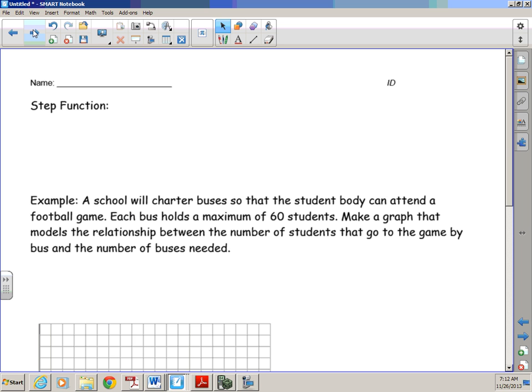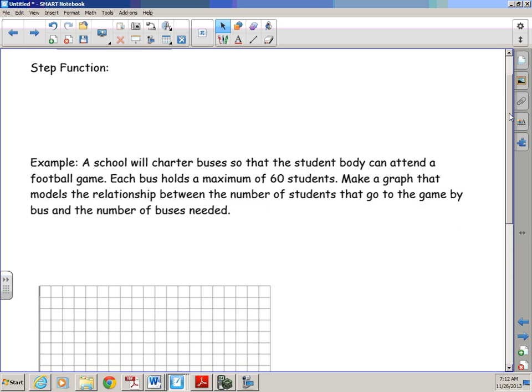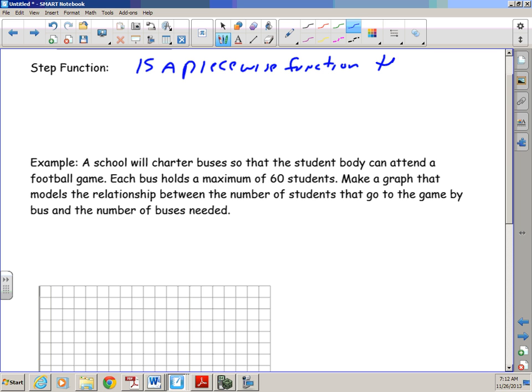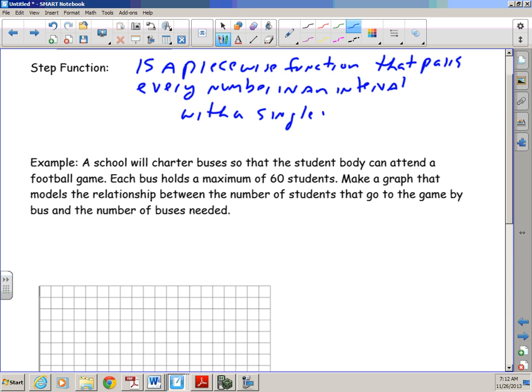Now, the last thing I want to show you in terms of these piecewise functions is what's called a step function. A step function is another example of a piecewise function that pairs every number in an interval with a single value. And you'll see why it's called stepwise in a moment. So let's take a look.